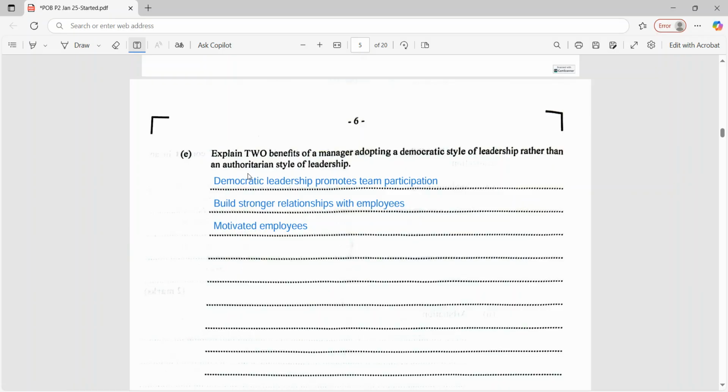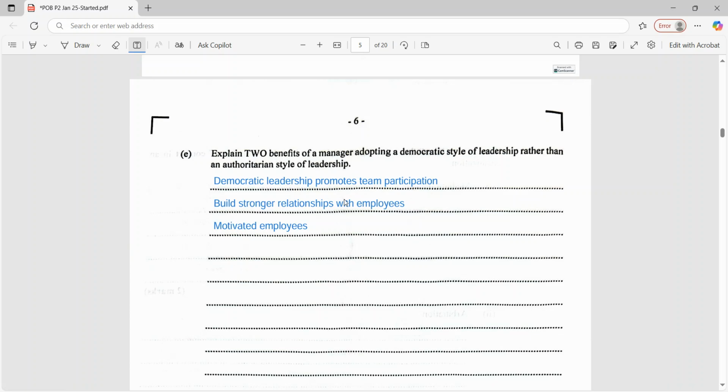So, being that this asks you to explain, you know that you have to give details on each point that you give. All right. It says builds a stronger relationship with employees. So, in a democratic style of leadership, since you're listening to what they're saying, you will get to understand what type of person your employee is and how they think, how creative they are, so that you can learn from them and they can learn from you.